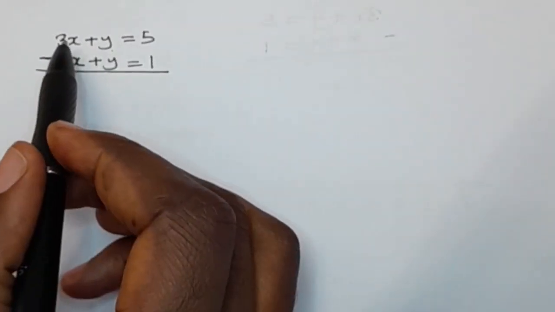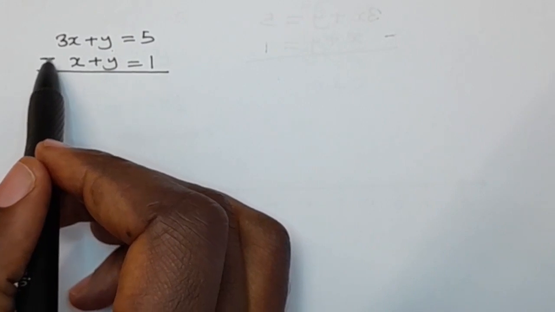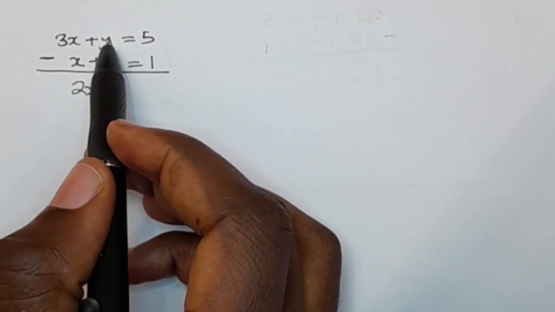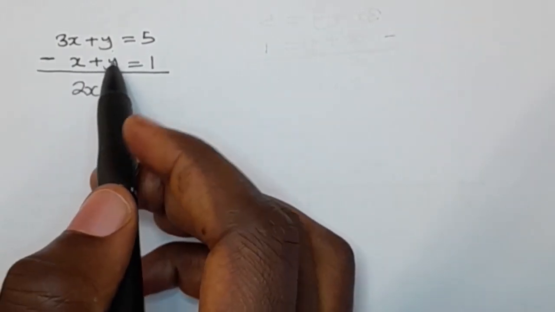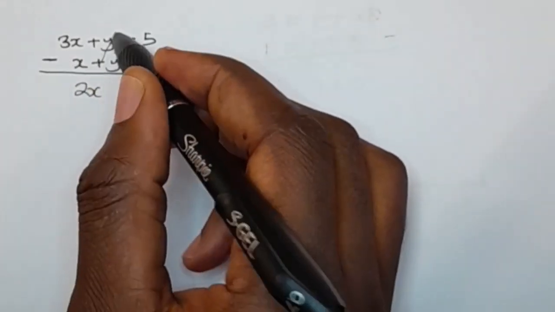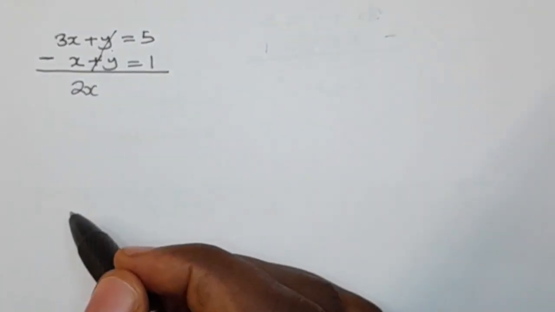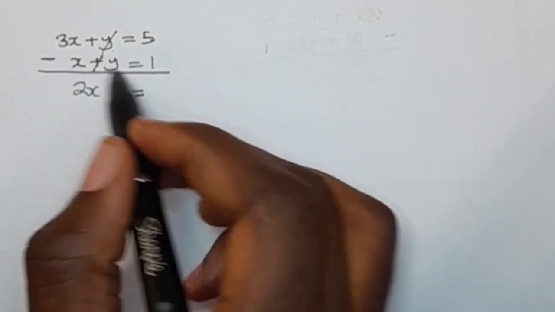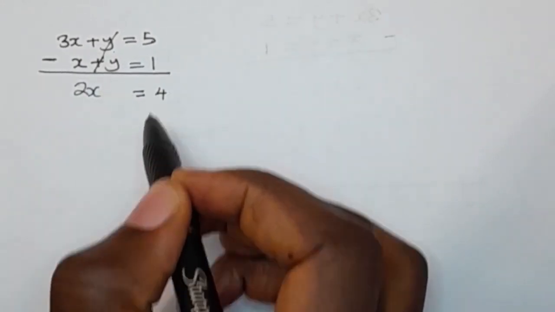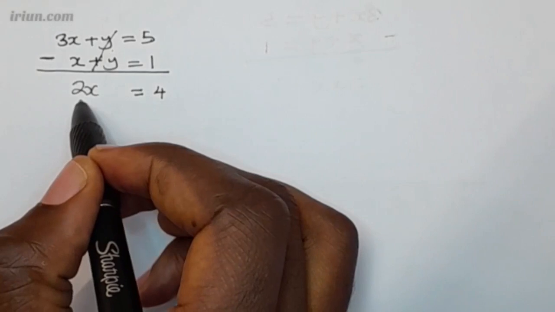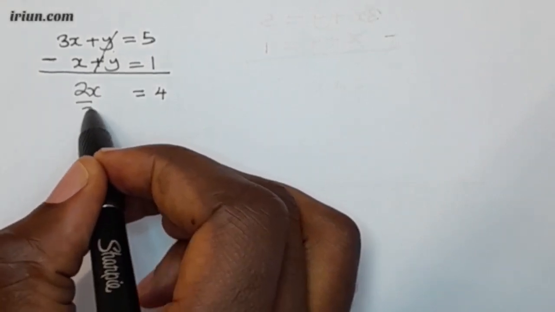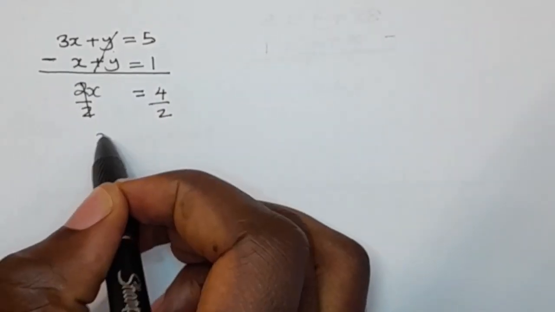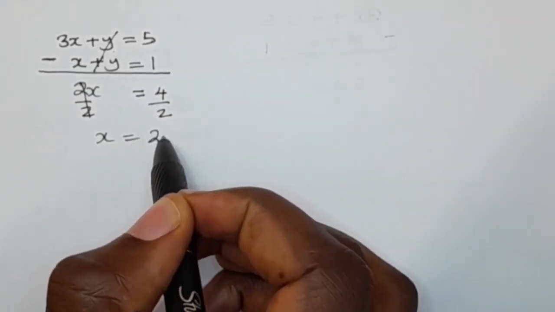If you say 3x minus x, we're going to have 2x. Then y minus positive y, these are going to cancel, they will eliminate each other, it's a zero. So it's equal to 5 minus 1, which is 4. To get the value of x, we divide through by 2. Then x is equal to 2.